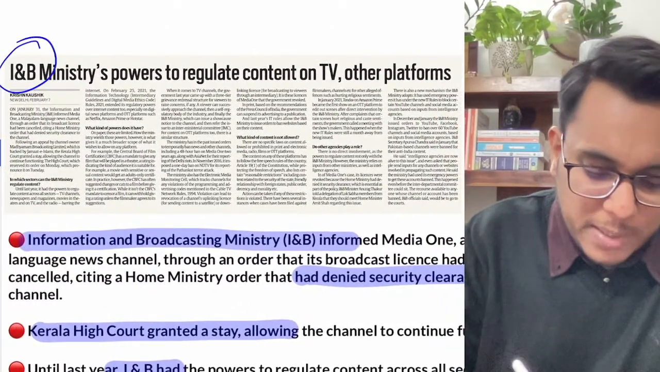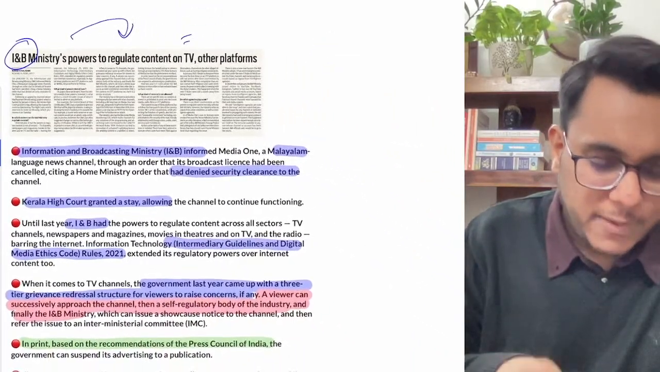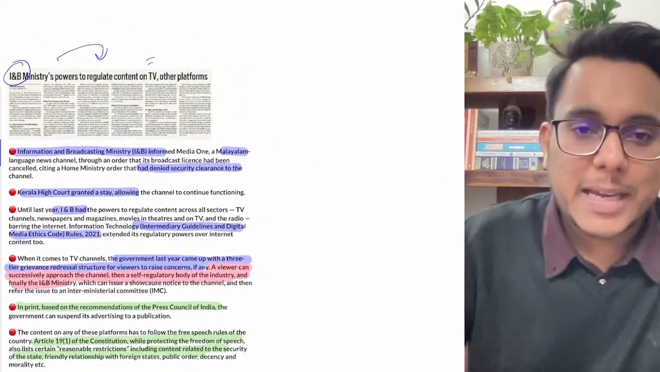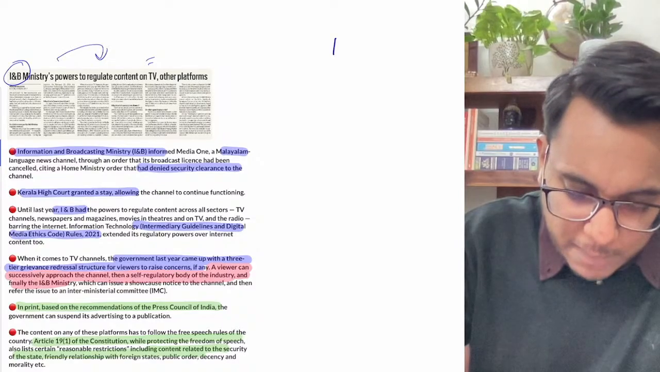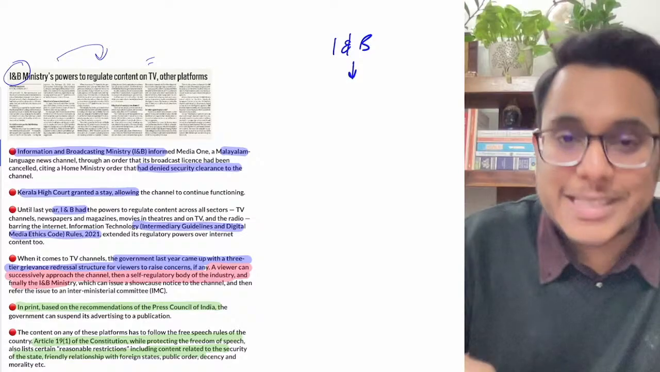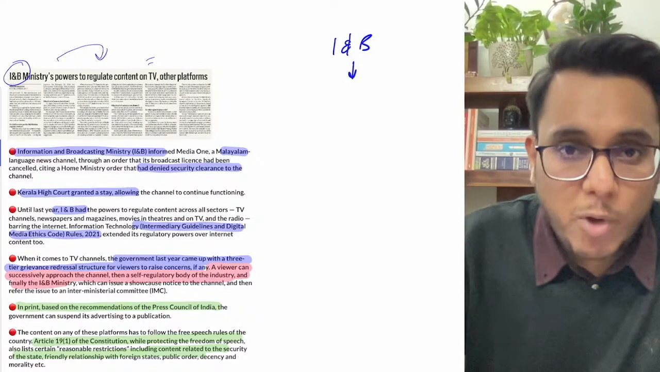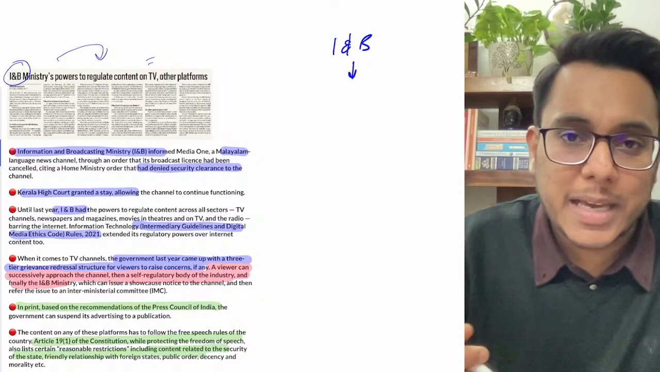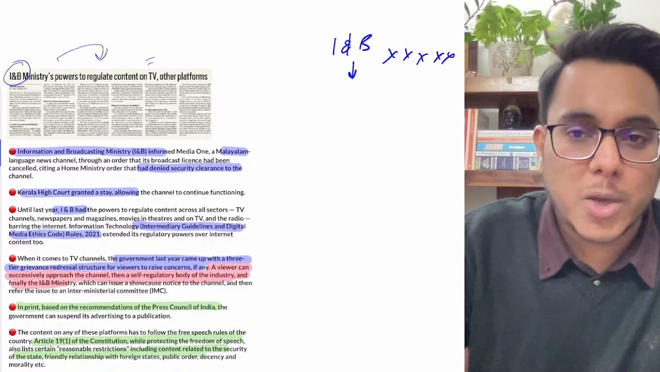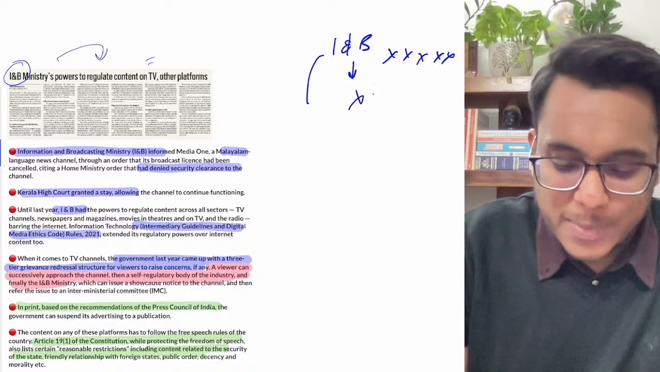The topic is the Information and Broadcasting Ministry's power to regulate content on TV and other platforms. First of all, understand what has happened. Very easy concept. Recently the Information and Broadcasting Ministry informed a Malayalam news channel that their broadcasting license has been cancelled. Why? Because they did not get the security clearance from the Home Ministry, so their broadcasting license has been cancelled.